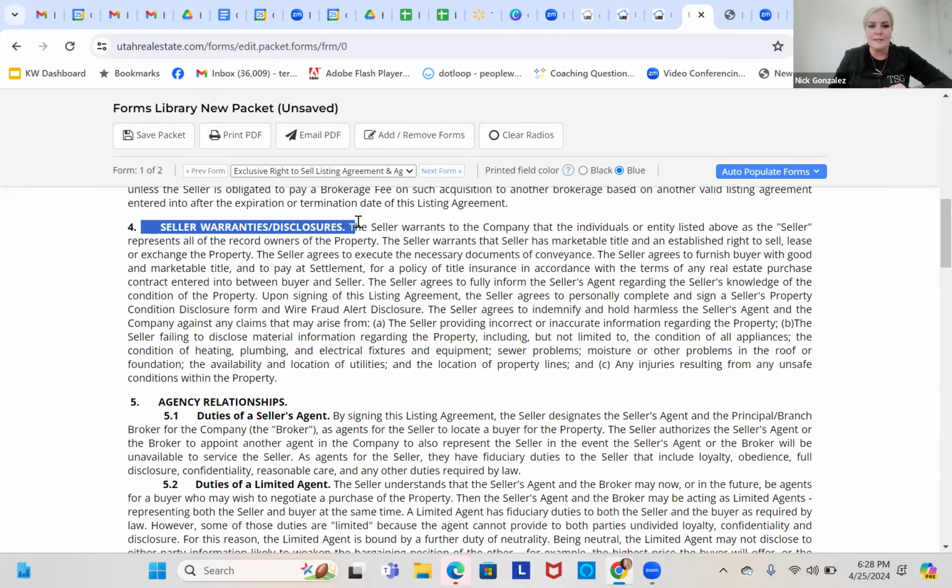Seller warranties and disclosures. So I basically say the seller warrants to the company that you are who you say you are. So if they are signing on behalf of a company or a trust or something like that, they do have the right to sign on behalf of those entities.